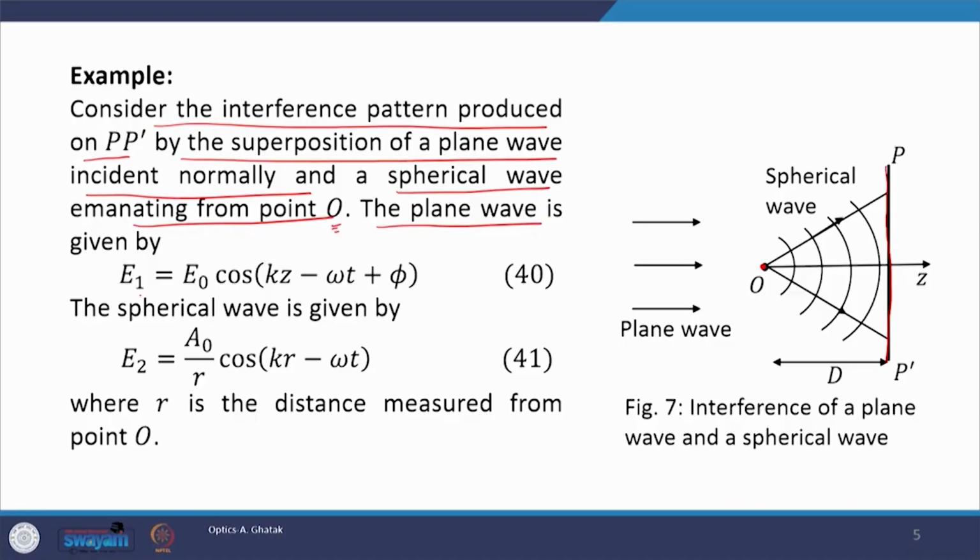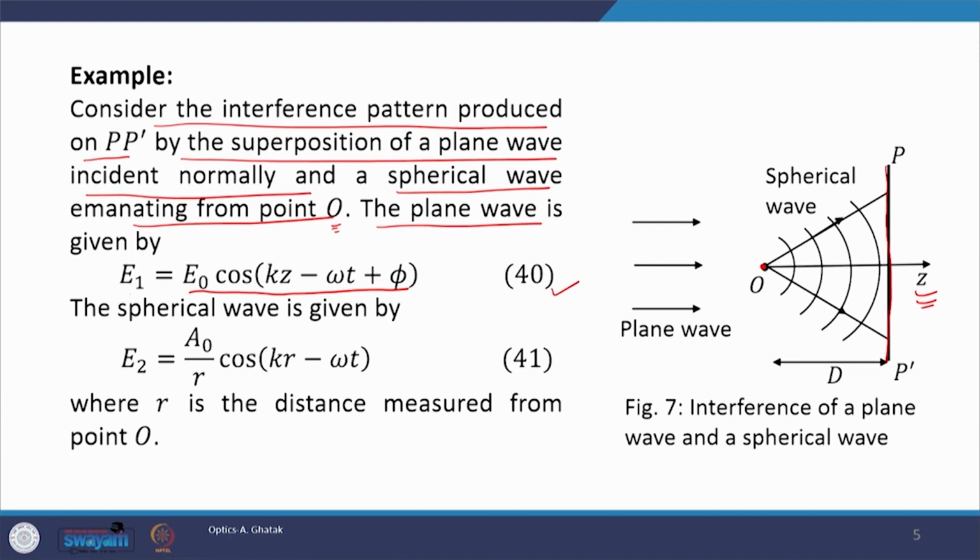We all know that the plane wave is given by this expression, E naught cos(kz minus omega t plus phi). Phi is the initial phase, k is the wave vector or wave number, and z is the direction of propagation. Z is the axis which is pointing towards the screen P prime and is normal to the plane of the screen. Therefore, equation number 40 represents the electric field of a plane wave.